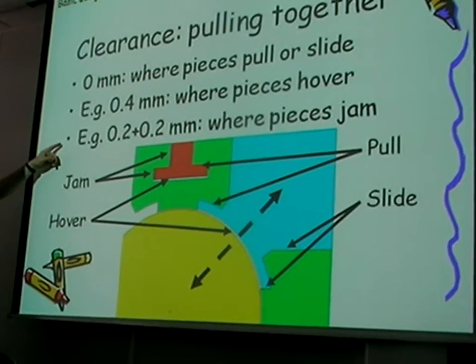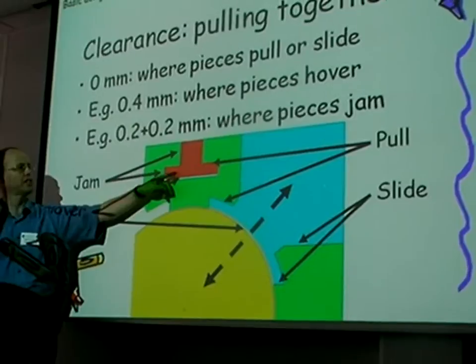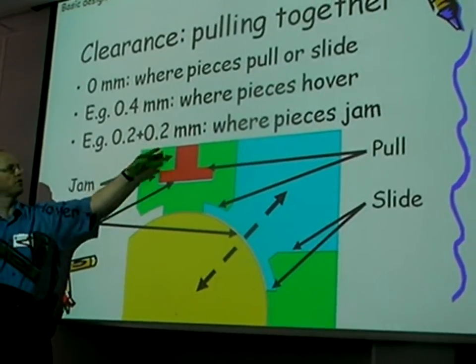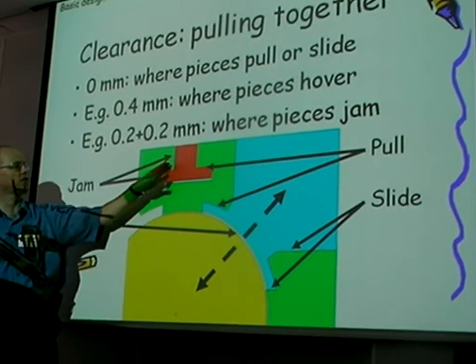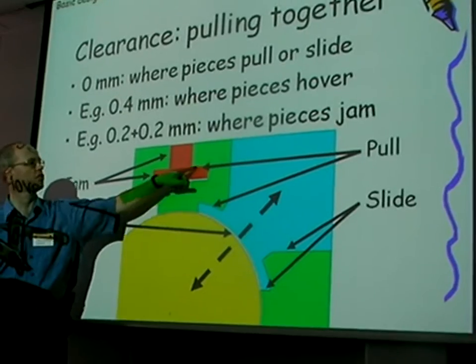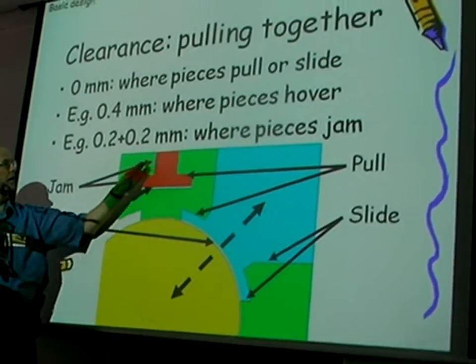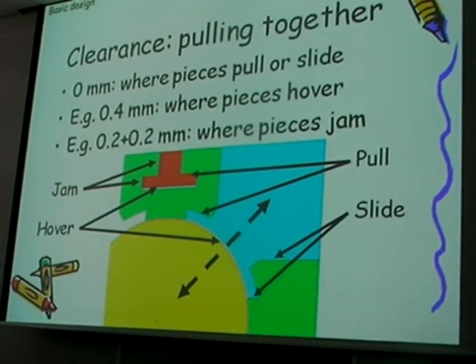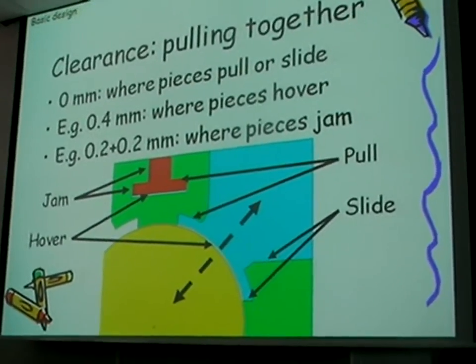Finally, sometimes you have grooves, and there the idea is you have 0.2 millimeter at each side. So this piece pulls outward. Here we have again the zero tolerance, here we have the hovering, and here it's centered with the 0.2. So these are sort of rules of thumb, and they usually work quite well.